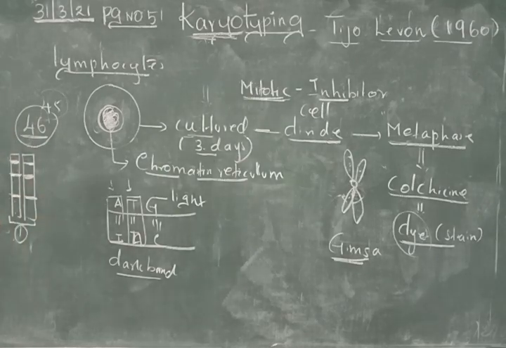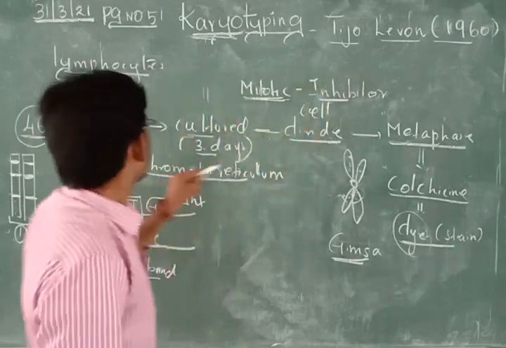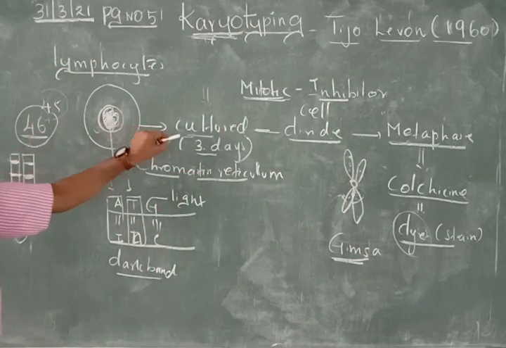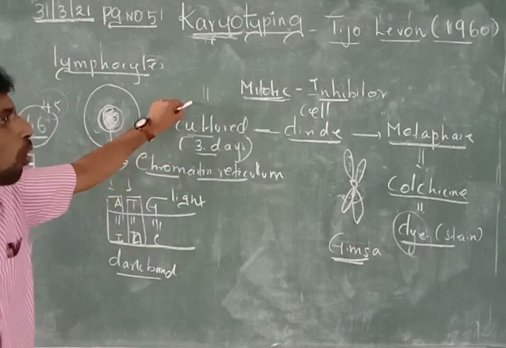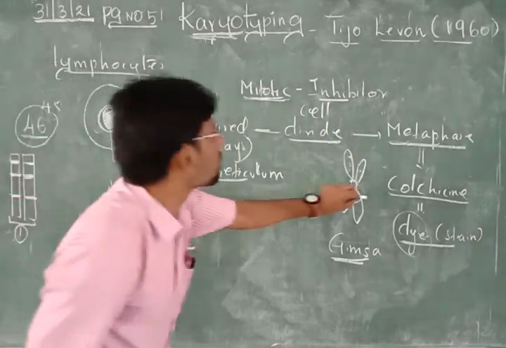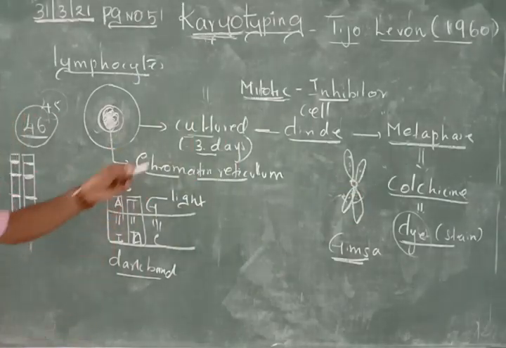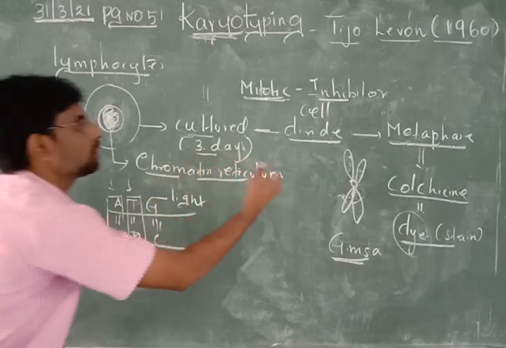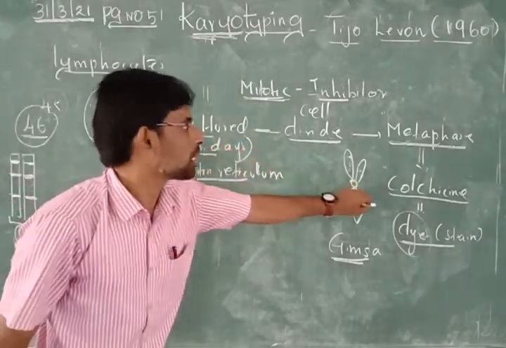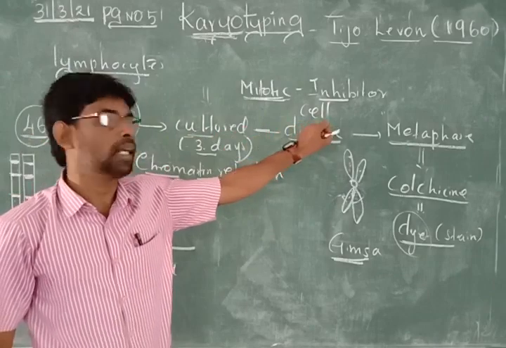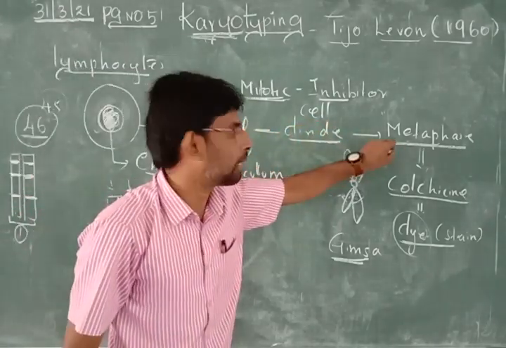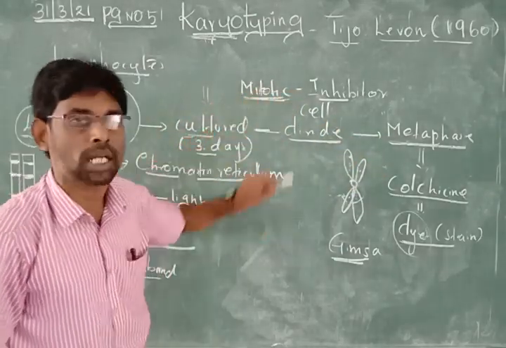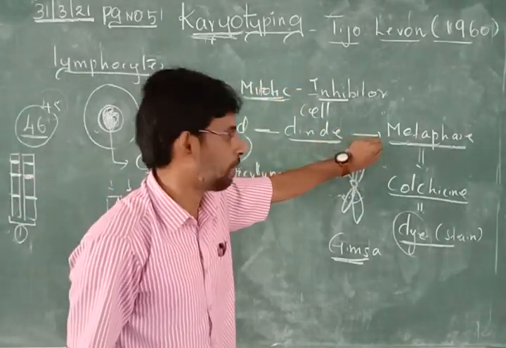What we have done is, Tjio and Levan in 1960 isolated lymphocytes from the blood of a man and cultured them in the laboratory for 3 days, adding a chemical called colchicine, and the cell undergoes mitotic division. By the time the chromatin reticulum starts dividing and forming the chromosomes, colchicine stops mitosis at metaphase. So colchicine is also called a mitotic inhibitor, as it arrests the cell division at metaphase.